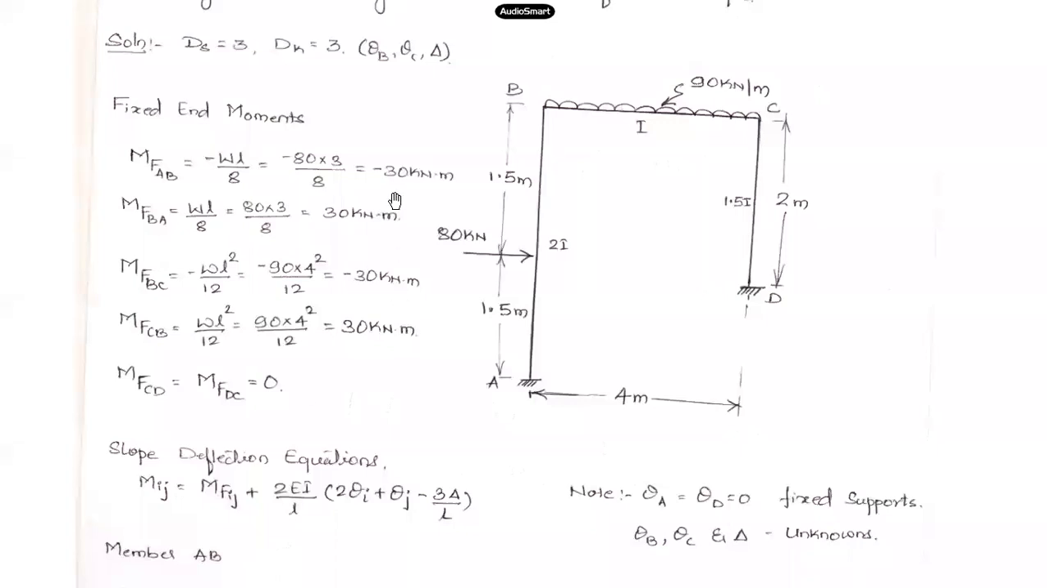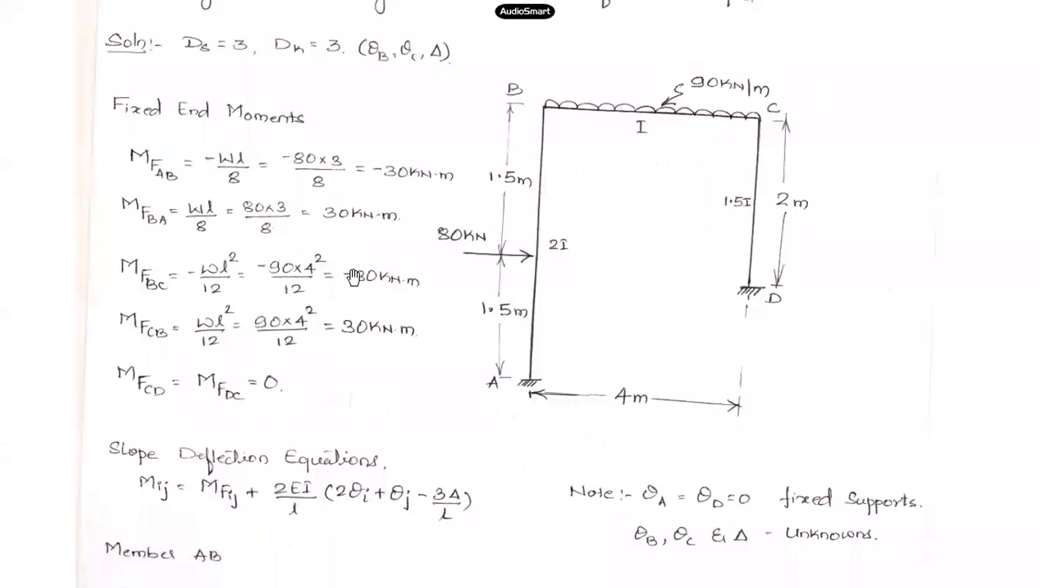So these four are the fixed end moment values we have. For member CD, if I want to calculate the fixed end moment, there is no load present on this member CD. So it results in 0 fixed end moment. MFCD and MFDC will be equal to 0.